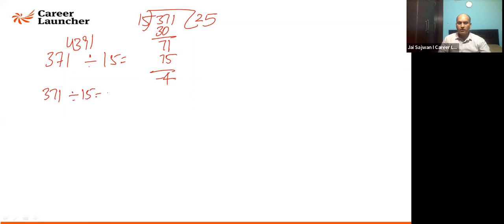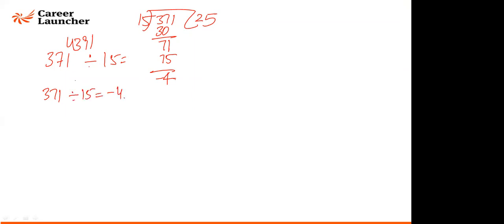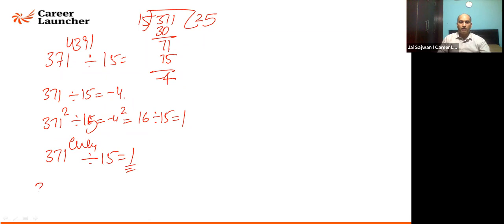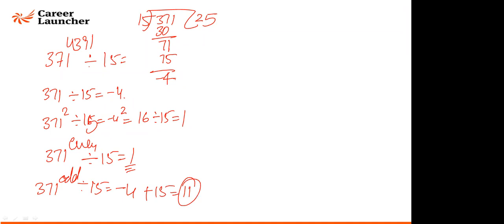You can also go by that way. You can write the remainder as minus 4 here. Now, when you square it, then a miracle happens. Minus 4 squared is 16, and when divided by 15, the remainder comes out to be 1. So whenever 371 has an even power, divided by 15, the remainder comes out to be 1. Whenever 371 has an odd power, divided by 15, the remainder comes out to be minus 4, or you can say the remainder is 11. Is it fine? Clear? Yes, sir.